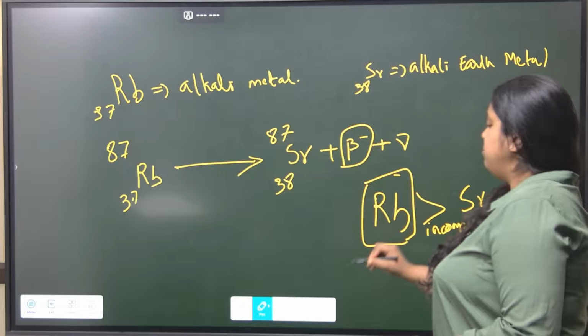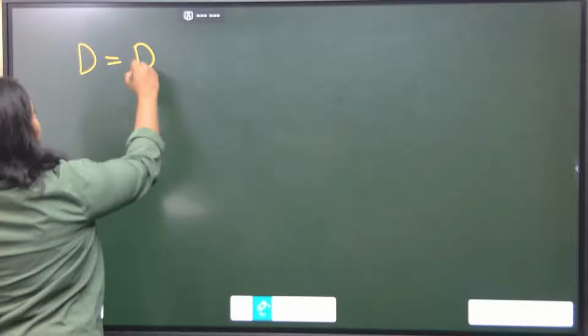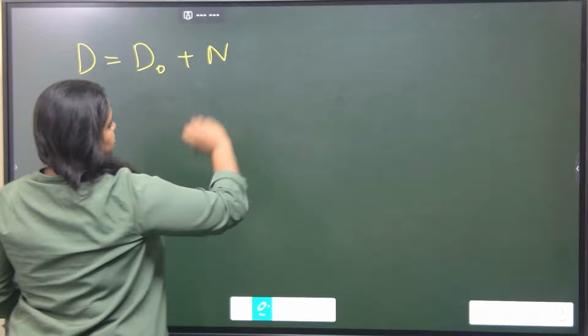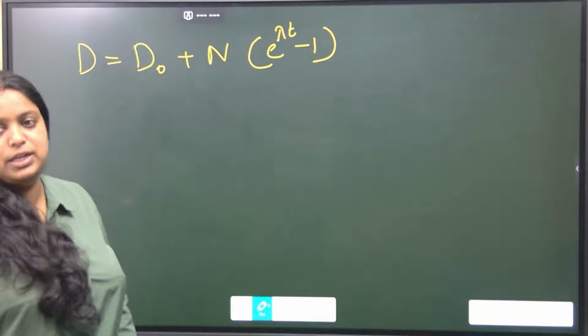Now we know the radioactive decay equation. The total number of daughter atoms D is equal to the number of daughter atoms present at the initial time plus the number of parent atoms present at time t, times e raised to lambda t minus 1, where lambda is the decay constant and t is the time. This is the equation for calculating the total number of daughter atoms present in the sample.